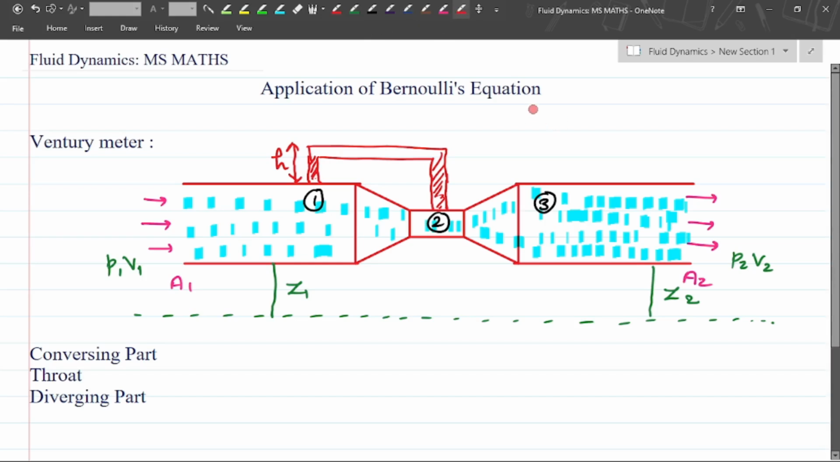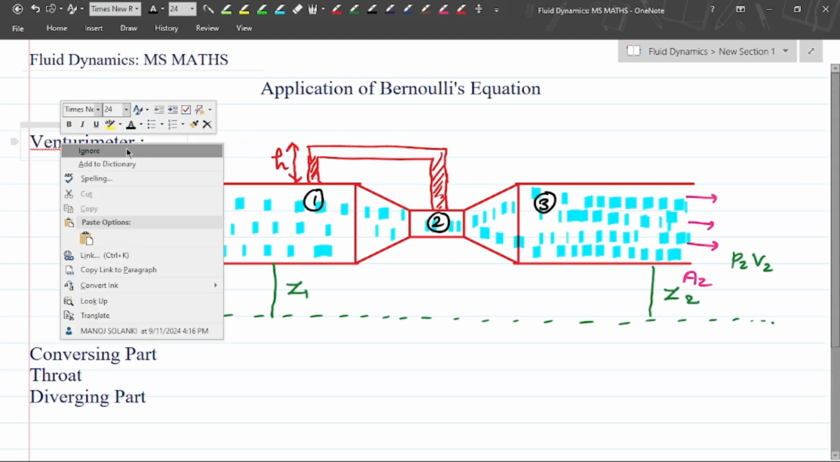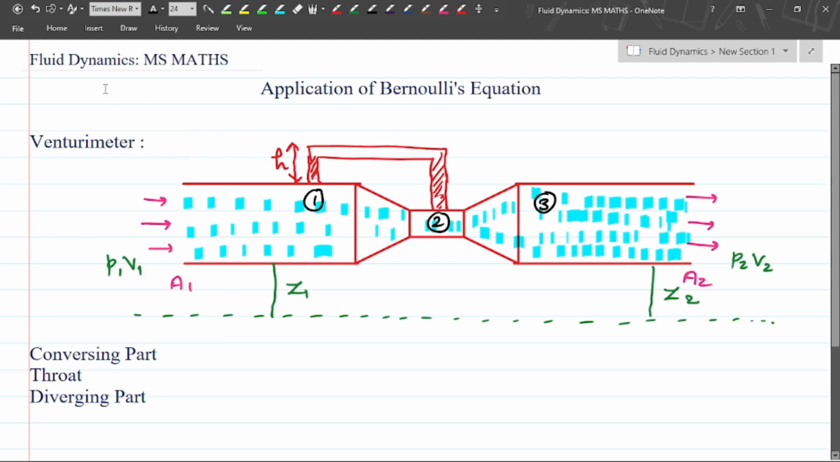In this video, we are going to discuss the concept of the Venturi meter. The Venturi meter is a device based on Bernoulli's theorem, and it is basically used to measure the rate of flow. It is based on the principle of Bernoulli's equation.